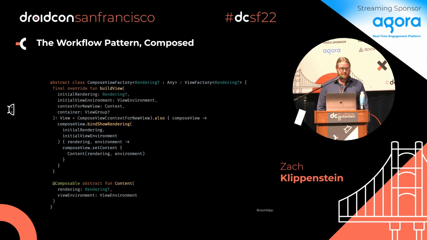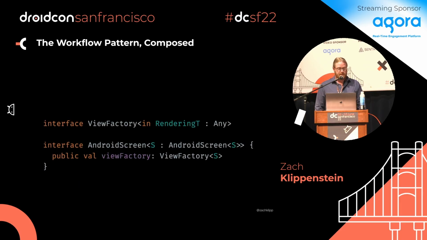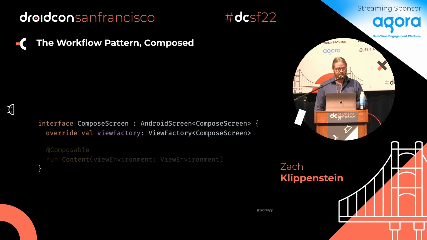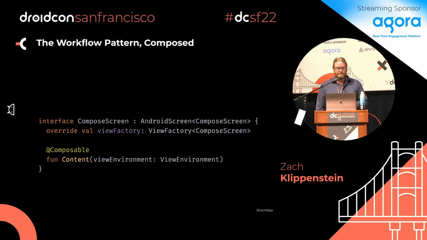That's it. That's the wiring we need to go from the view world to the compose world in workflows. Nothing that's using this class as a generic view factory has to know that compose is even a thing. Oh, there's one last goodie. Just like we had Android screen for renderings to declare their view factories, we also have compose screen for renderings that want to use compose view factory. We can just give it a content function.